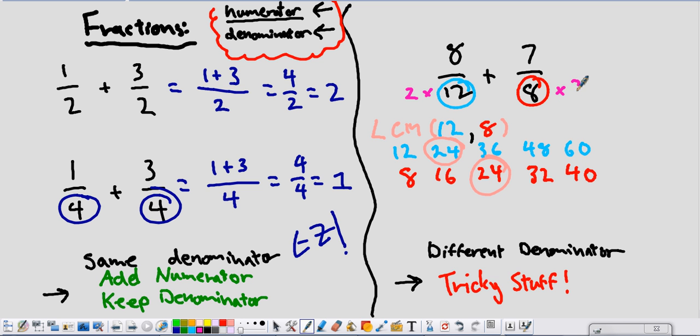That's times 3. Whatever you multiply the denominator by, multiply the numerator by the same number. Times 2 and times 3. So that gives you 16 plus 21 over 2 times 12 is 24. Same as 8 times 3 is 24. And that gives you 37 over 24.